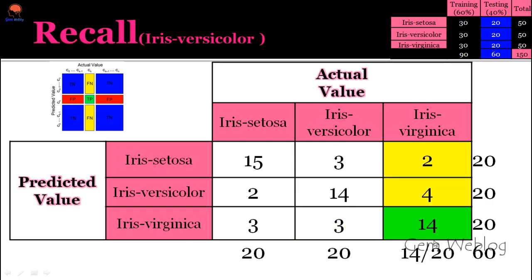Similarly, with 20 samples, now we will look into the recall value for Iris Virginica. 20 samples belong to Iris Virginica. Out of these 20 samples, 2 belong to the Setosa class, 4 samples belong to Versicolor and 14 samples belong to Iris Virginica. So the recall value is 14 divided by 20.